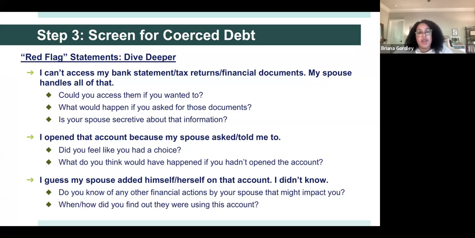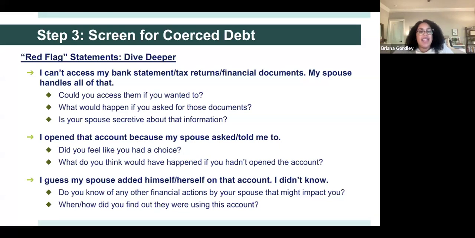Another one, "I opened that account because my spouse asked me to." Again, you really want to parse out autonomy here. Well, did you feel like you had a choice? Was it your decision to? Did they ask you to and you genuinely effectively agreed to or not? And what do you think would have happened if you hadn't opened the account?